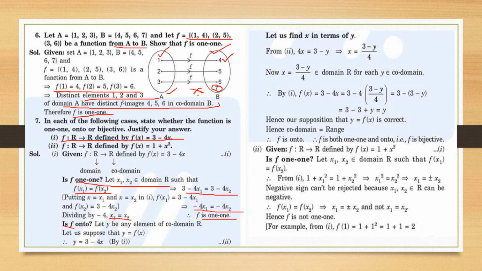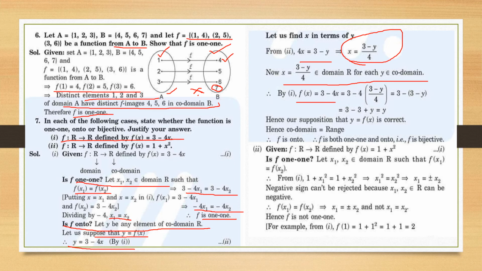For ontoness, let us see. Let y be an element of codomain R and suppose that y = f(x). So y is 3 - 4x from here. Now change this y value in terms of x. So x becomes (3 - y)/4. So x = (3 - y)/4 belongs to domain R for each y belonging to the codomain.